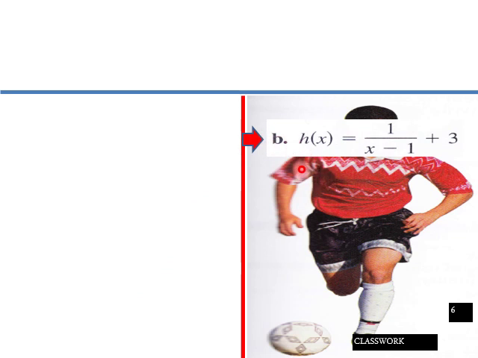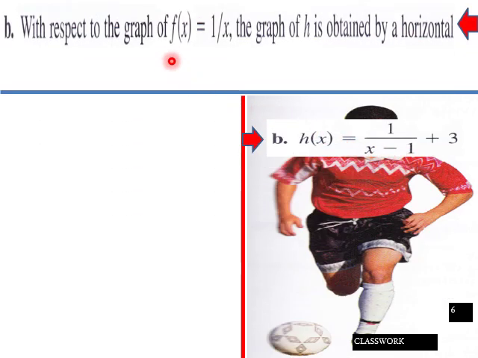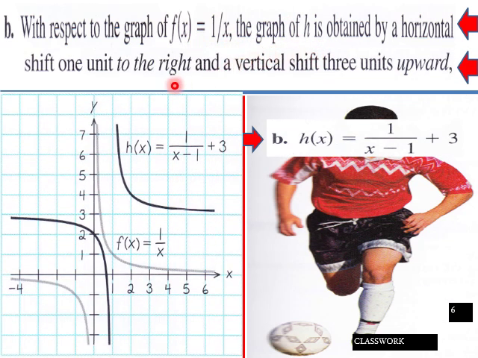So here, why don't we get a second situation here? h of x equals 1 over x minus 1 plus 3. So with respect to the graph of f of x equals 1 over x, the graph of h is obtained by horizontal shift 1 unit to the right and a vertical shift 3 units upwards. So we have our 3 here. This serves as a vertical shift. And then we're going 1 unit to the right here.